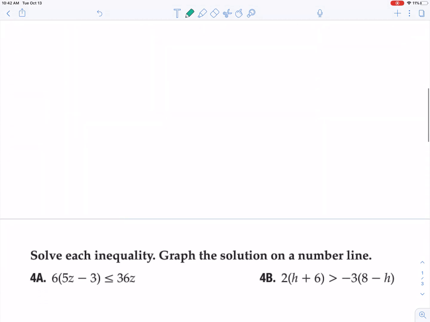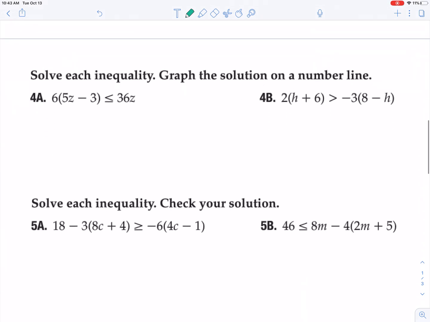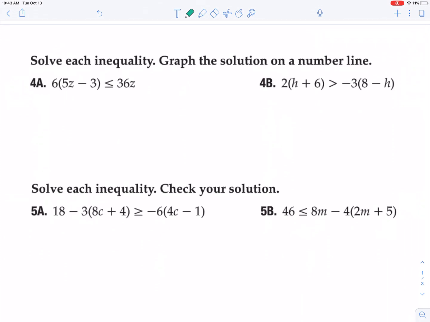Let's see. Can we get some more complicated ones in? Let's try 4a. Looks like we might have to use the distributive property or some division. There are actually two different ways you could tackle this. You could try distributing. That will give me 30z minus 18 is less than or equal to 36z. And now you can solve from there. I'm going to subtract 30z.